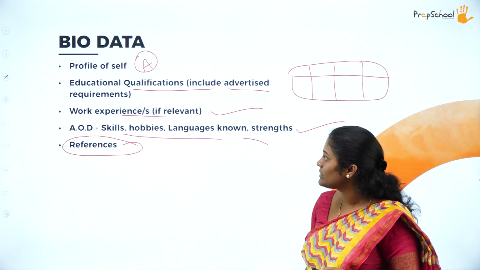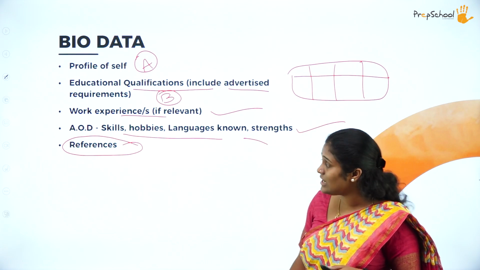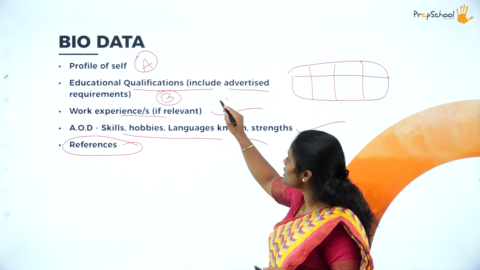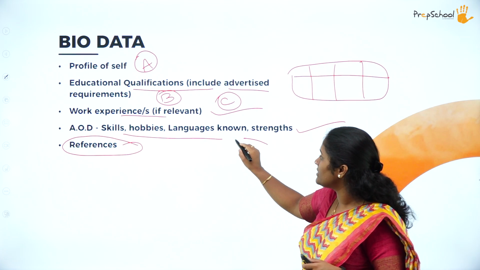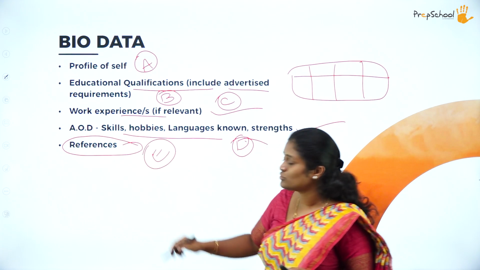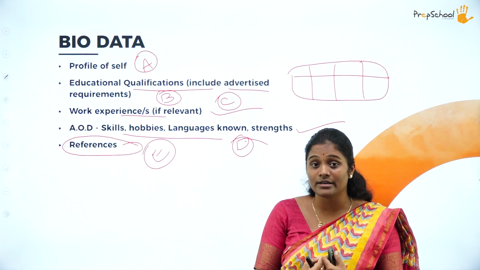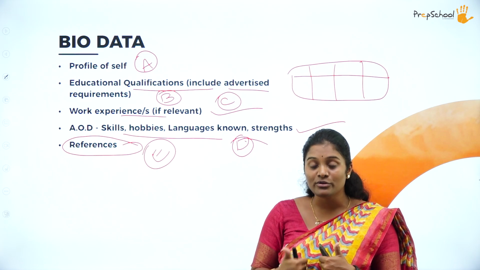Let's look at an example without wasting any time. So in the biodata, you have A, personal or profile of the self, B, educational qualification, C, experience, any other details, that is D, and then E, you have references. This comes in the biodata. So whenever you are asked for a job application, a letter, covering letter and biodata are a must.